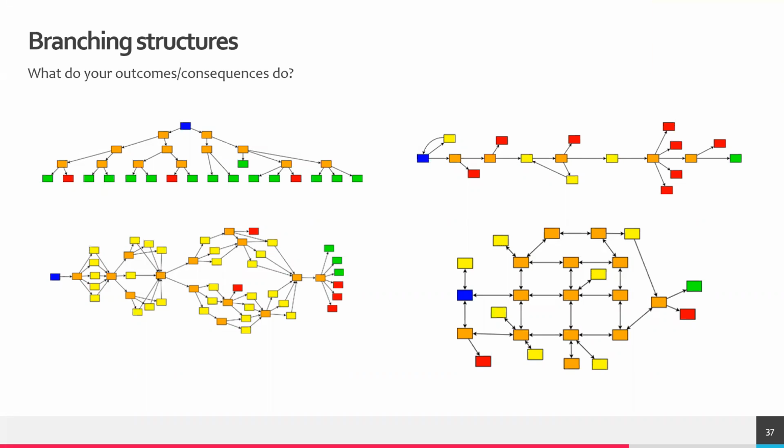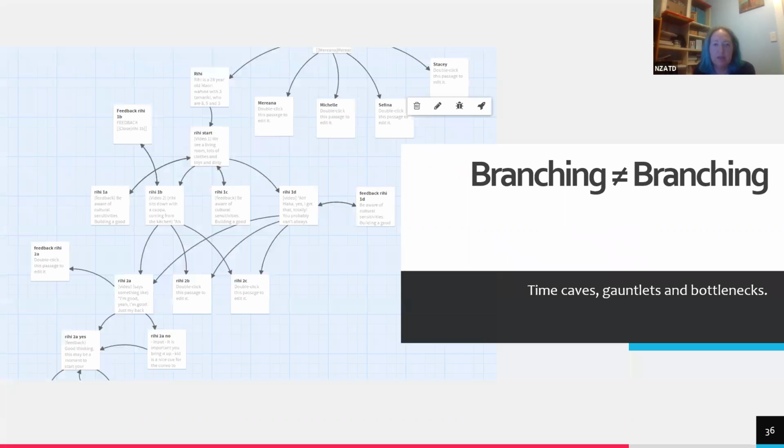Miranda, Liz has asked, do the different branching models have different names? Yes, they do. I don't know the names of all of them. I think I've got here the time cave and the gauntlet and the bottleneck, and there's a whole lot of them. There's actually a really cool article of someone who's made the structures of all these old interactive fiction games and given them all names.